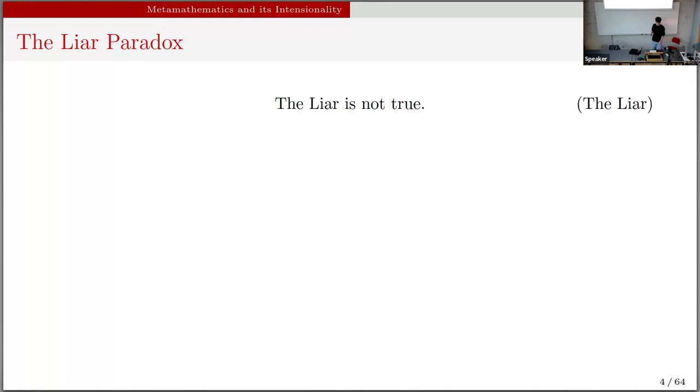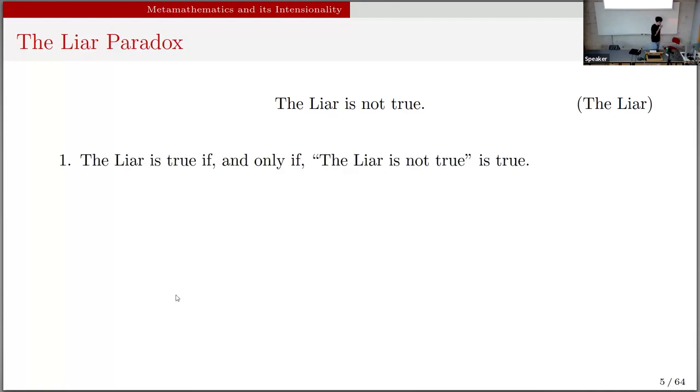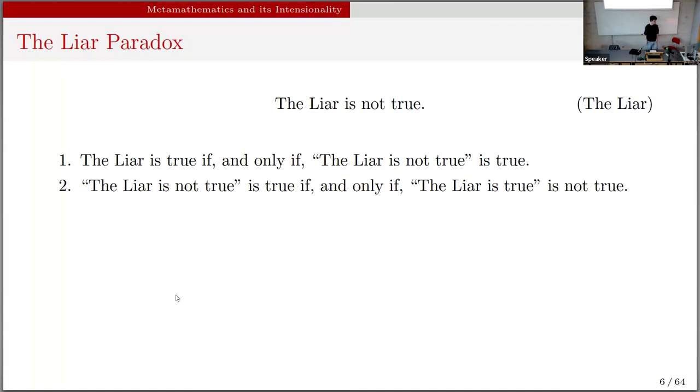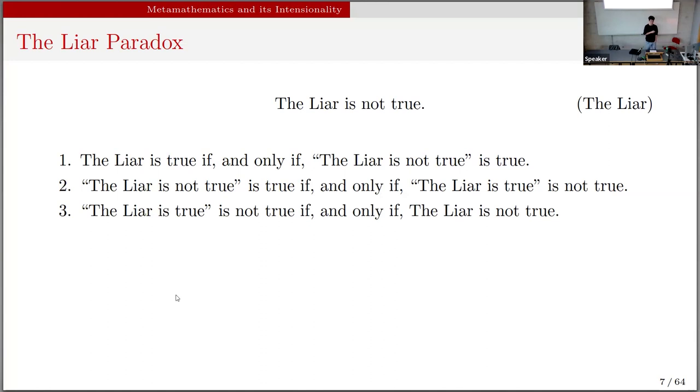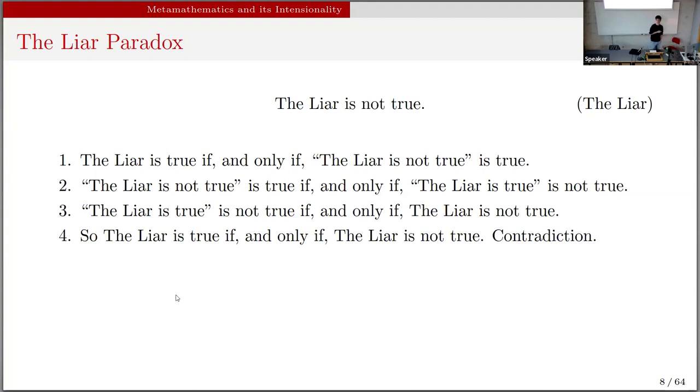One usual way to derive the contradiction from that is the following one. We start by seeing that the liar is true if and only if "the liar is not true" is true, and recall the liar just names the sentence "the liar is not true." Then we have this second line, "the liar is not true" is true if and only if "the liar is true" is not true. Then we have "the liar is true" is not true if and only if the liar is not true. And together, we get the contradiction: the liar is true if and only if the liar is not true, which is a flat contradiction.